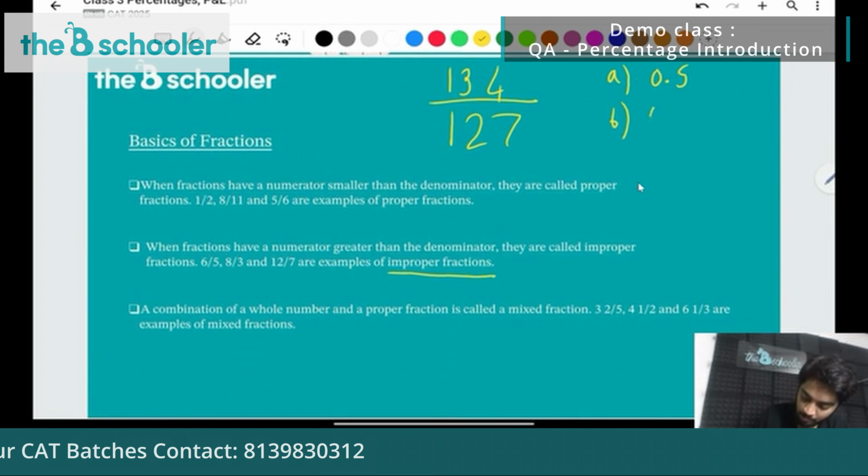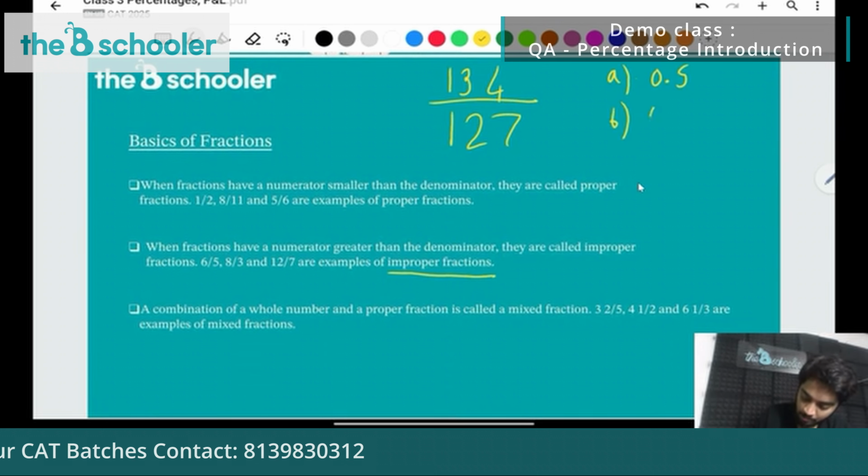a 0.5, b 0.8, c 1.01 or 1.02, d 0.2. What would you answer? Even without calculation, you should be able to mark option C. Why? Because you know it is going to be above 1, right, out of the options.